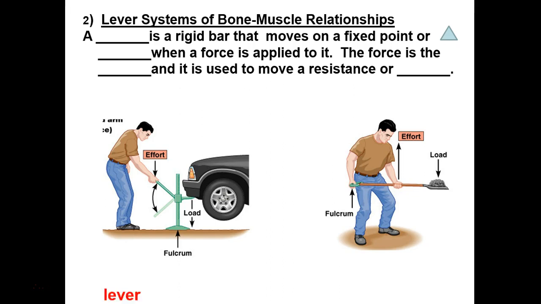And so you might remember that a lever is considered a rigid bar that moves on a fixed point, or a fulcrum, when a force is applied. The force is the effort, and it's used to move a resistance or a load. Like the jack is a lever system. Also, the shovel is a lever system. Notice that there is a place for the load, and there's a place for the effort or the force to be exerted, and a place that we're pivoting on, or the fulcrum.